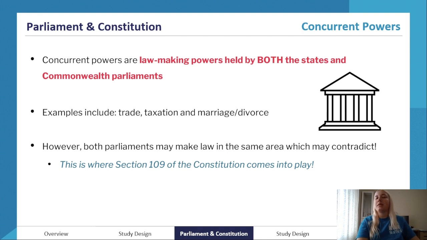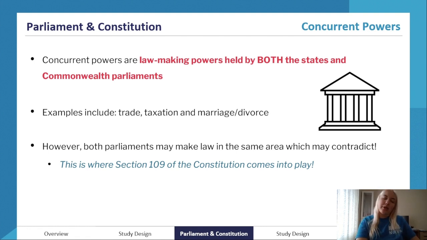First of all, what are some examples of concurrent powers? So things like trade, taxation, and laws around marriage and divorce. So, for instance, with the taxation example, if we have a think about this, how's that concurrent?